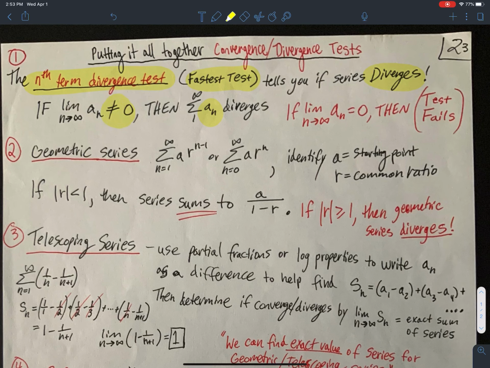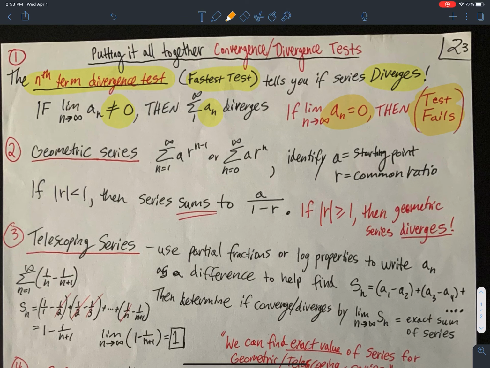And if that thing is not equal to 0, what that's telling me is that the series, at some point, you're going to be adding some non-zero number an infinite amount of times. And no matter what that non-zero number is, you add it an infinite amount of times, you're going to diverge. Okay? However, whenever you run the test and you get a_n limiting to 0, then the test fails and you have to move on to another test.